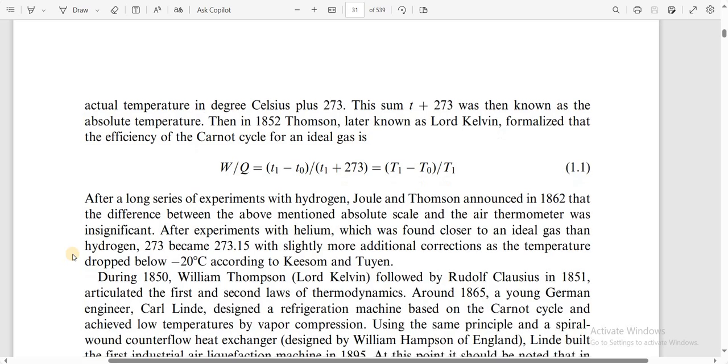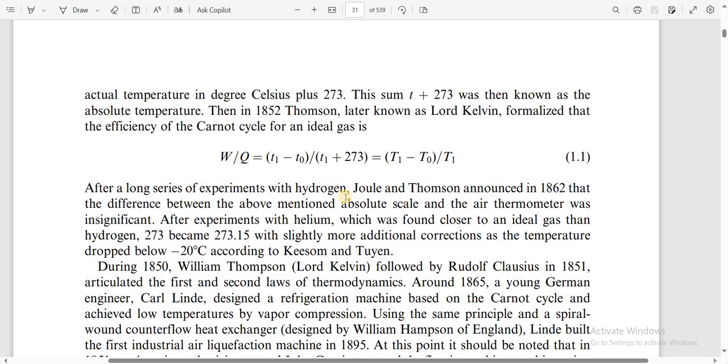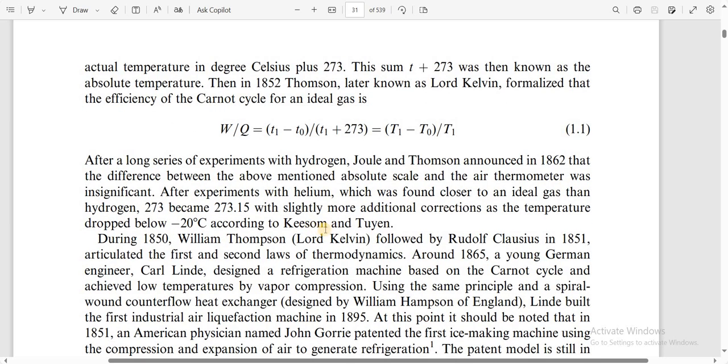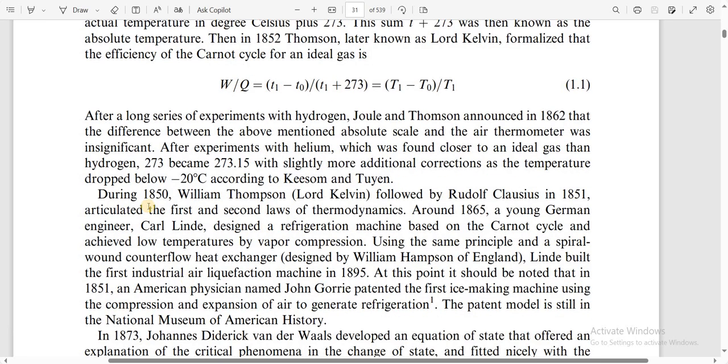divided by T1. After a long series of experiments with hydrogen, Joule and Thomson announced in 1862 that the difference between the above mentioned absolute scale and the air thermometer was insignificant. After experiments with helium, which was found closer to an ideal gas than hydrogen, 273 became 273.15, with slightly more additional correction as the temperature dropped below minus 20 degrees Celsius, equivalent to Kelvin.